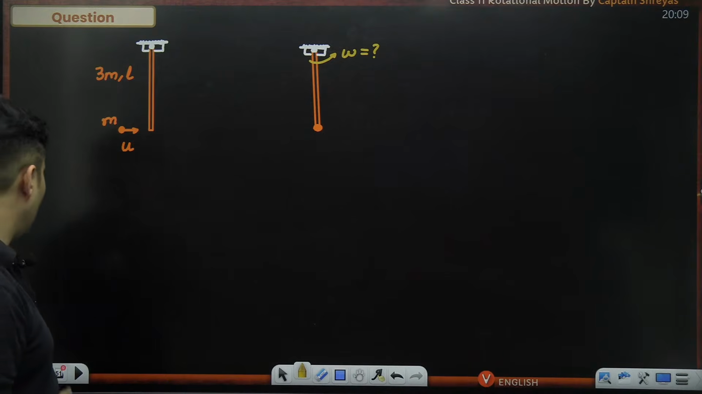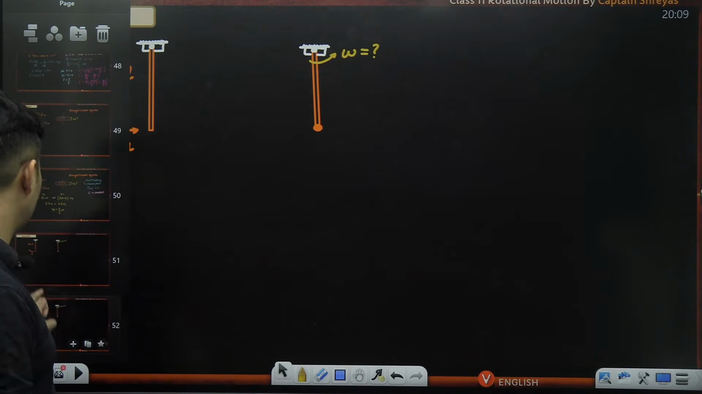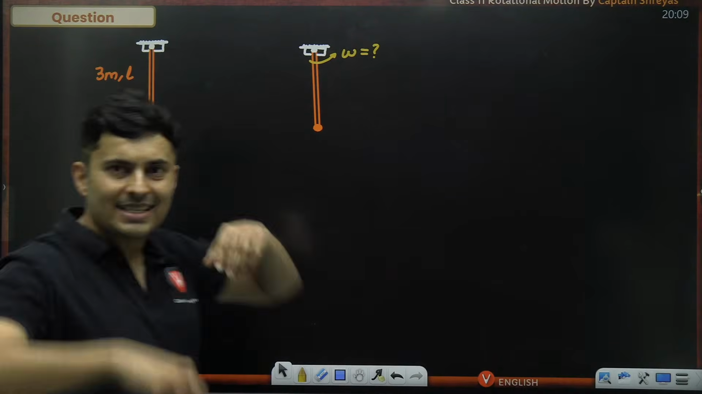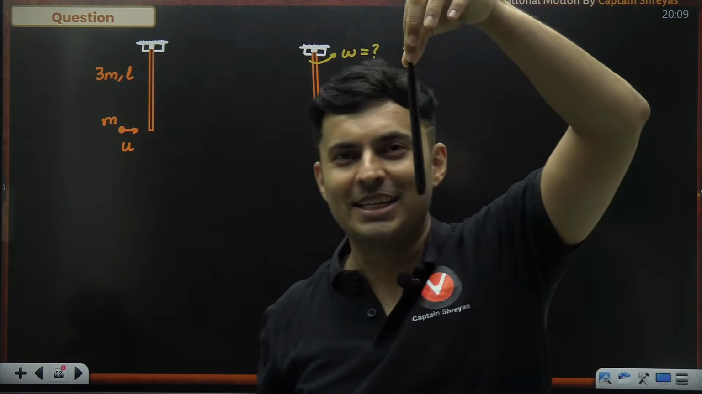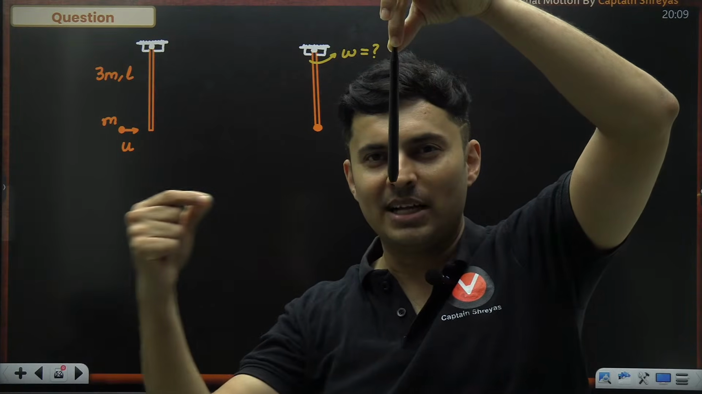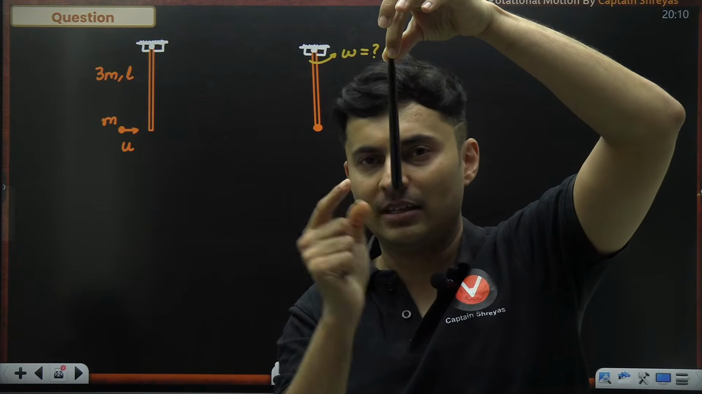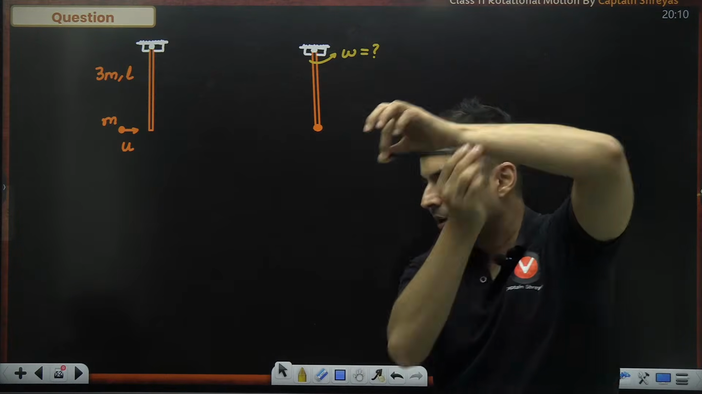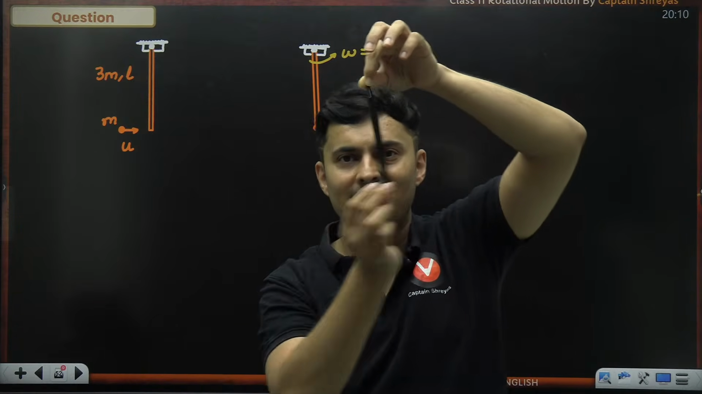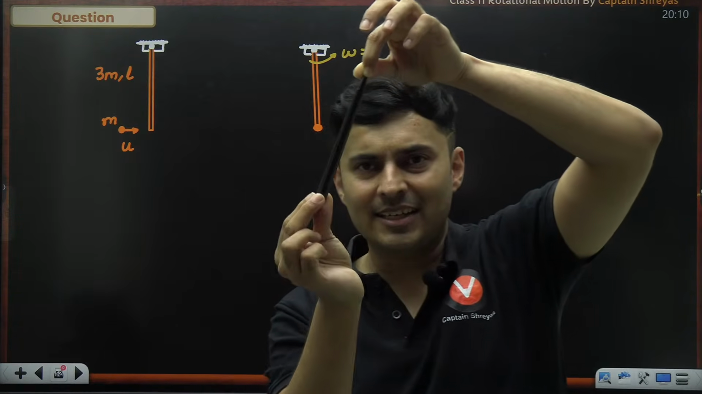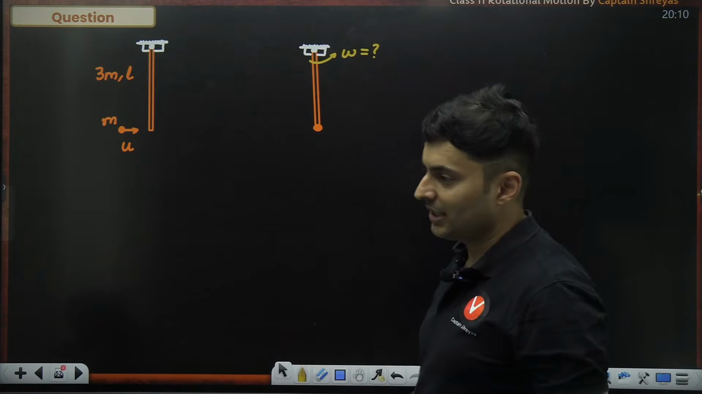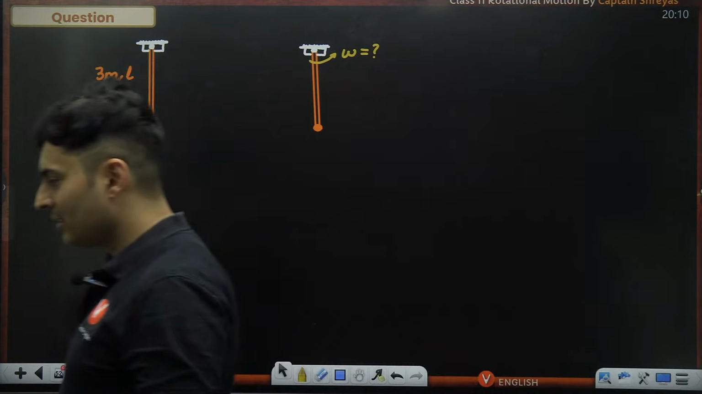Wow, it's such a brilliant question, guys, what I have just made over here. There is a rod which is hanging like this from a hinge. There is a small point mass which hits it with some speed at the end of the rod and gets attached to it. And now the rod with the point mass rotates. So when it just starts moving, what is that angular velocity? That is the question.